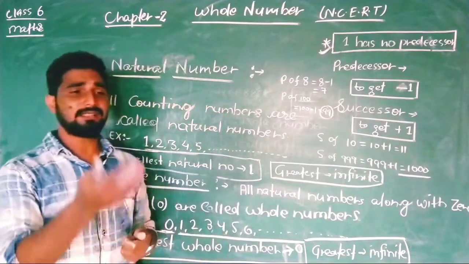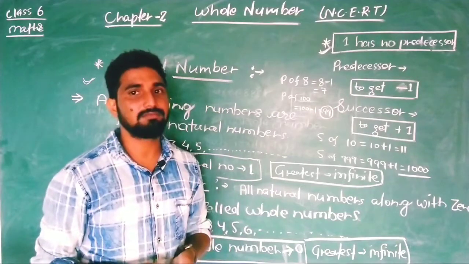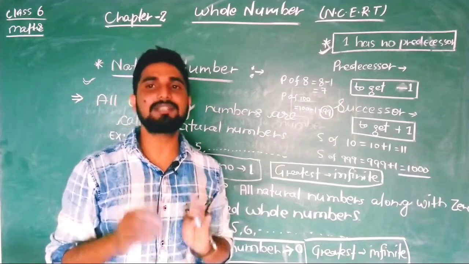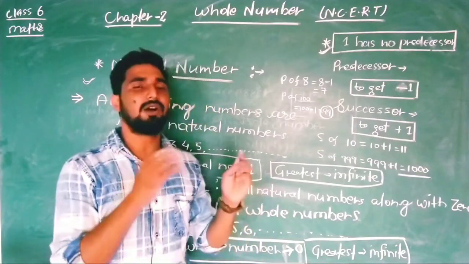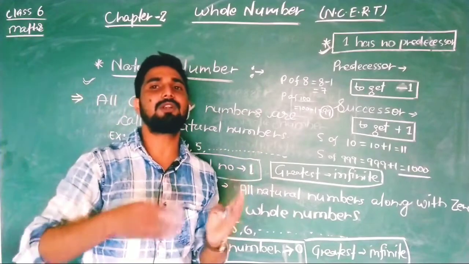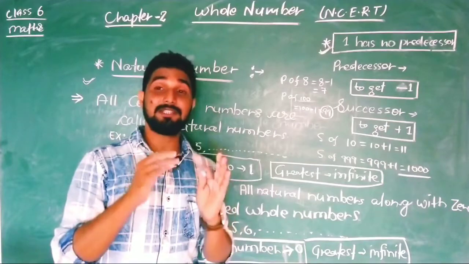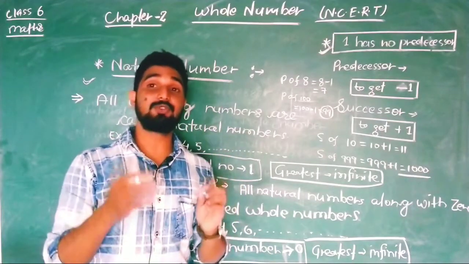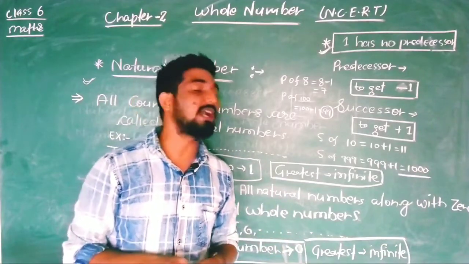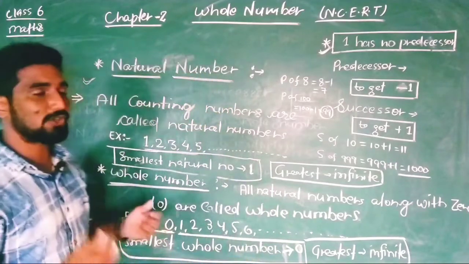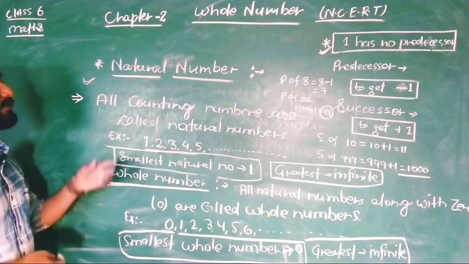These questions can be asked the opposite way also. Are all whole numbers natural numbers? What do you think? No. Except 0, all whole numbers are natural numbers, because except 0, 1 to infinite is whole numbers and 1 to infinite is also natural numbers. So except 0, all whole numbers are natural numbers. But if you say all whole numbers are natural numbers, then it is not true. All whole numbers are not natural numbers. So this can also be asked. These were the two important points related to whole numbers and natural numbers.